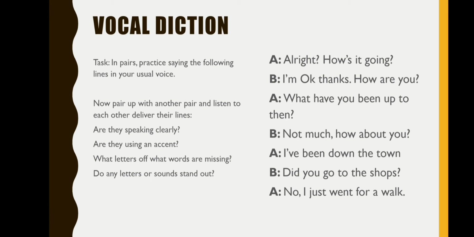Vocal diction. Task. In pairs, practice saying the following lines in your usual voice. All right, how's it going? I'm okay, thanks. How are you? What have you been up to? Not much. How about you? I've been down the town. Did you go to the shops? No, I just went for a walk. Pause the video here for students to practice this vocal diction.